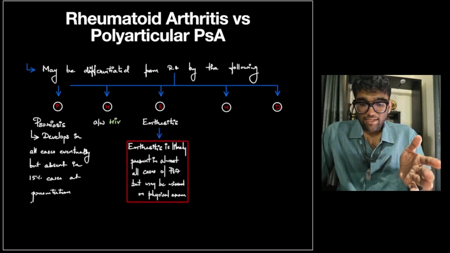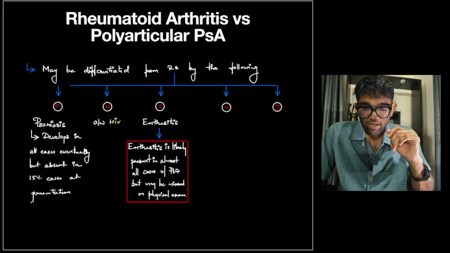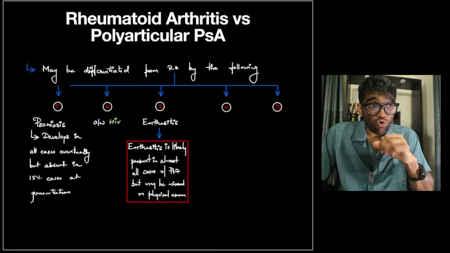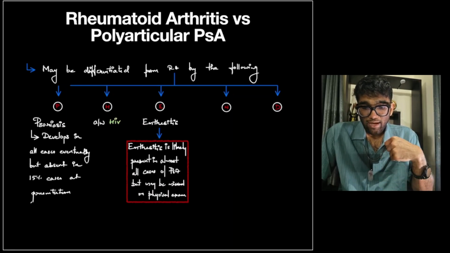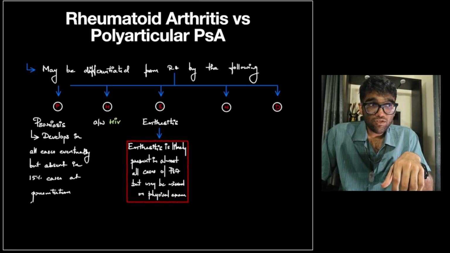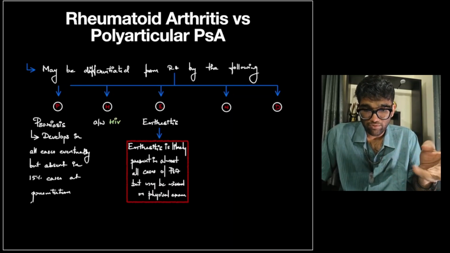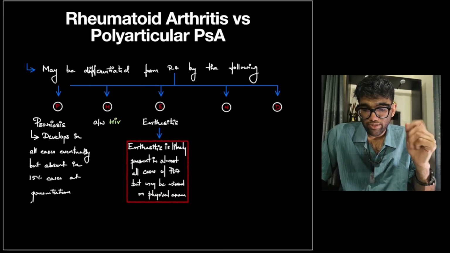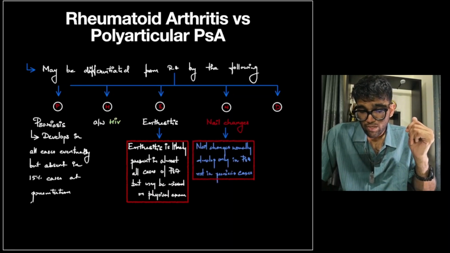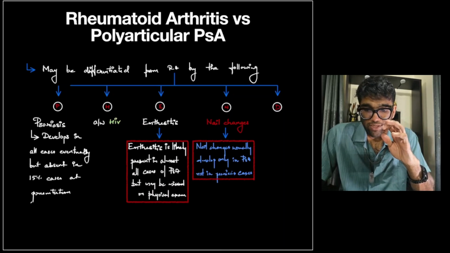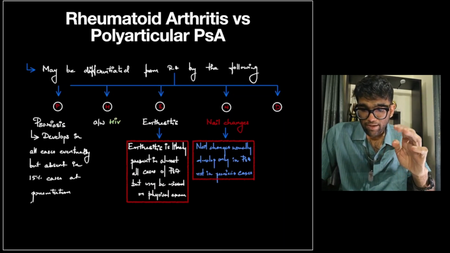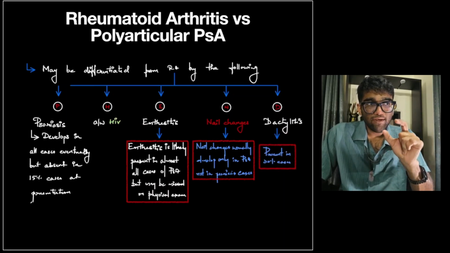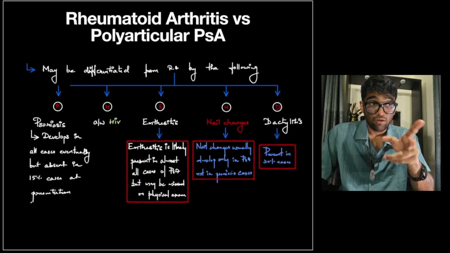E stands for enthesitis. Again, enthesitis is likely present in almost all cases of psoriatic arthritis. Okay, and this is actually very easily missed on the physical exam, and this is something that you must pay attention to while differentiating this kind of chronic, symmetric, polyarticular, or more than equal to 4 joint inflammatory arthritis. Then nail changes. Nail changes usually develop only in psoriatic arthritis, and they are not so in RA cases. And finally, there is dactylitis. Around 1/3 of patients with psoriatic arthritis also have dactylitis.